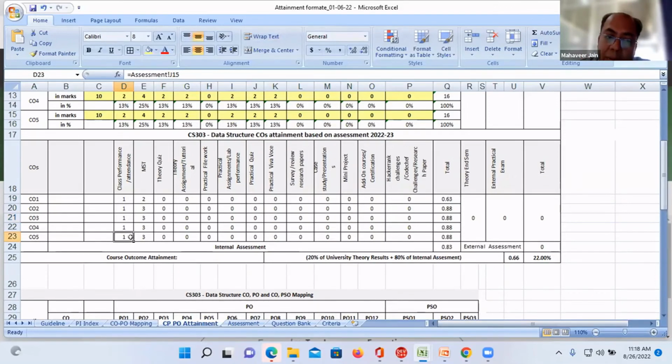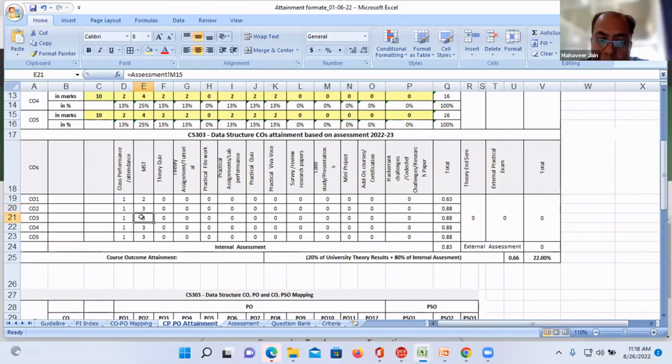Okay. So likewise, if you put the numbers in all the assessment methods, you will get the 1, 2, 3 attainment levels over here. So these are the method-wise CO attainment levels. In the MST, I have achieved my attainment level. For CO1, I have achieved the 2, means moderately I have achieved, not completely. For CO2, I have achieved the 3, means I have completed my target. Whatever the target I have set, I achieved that.